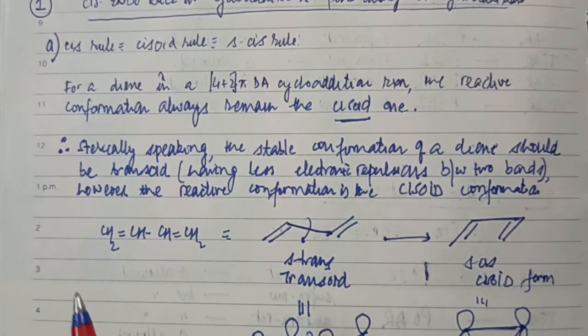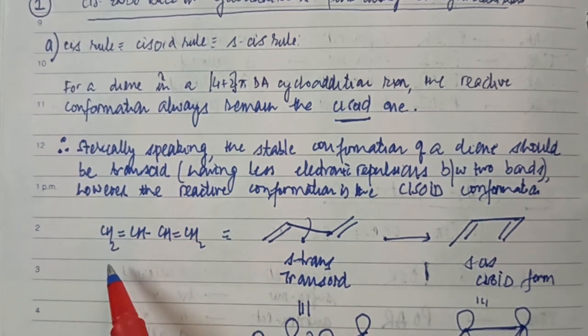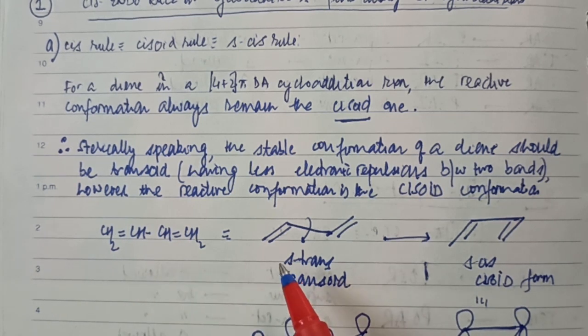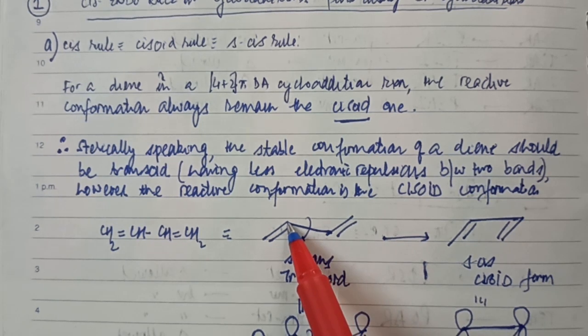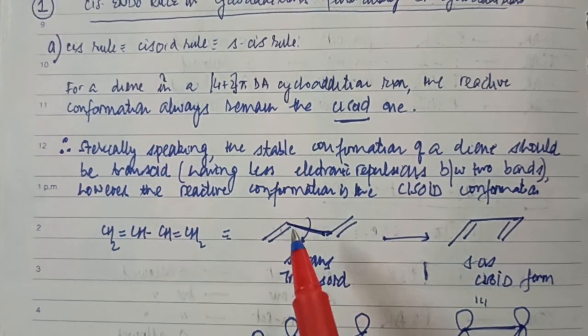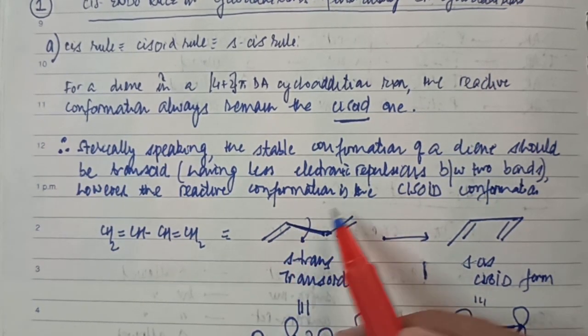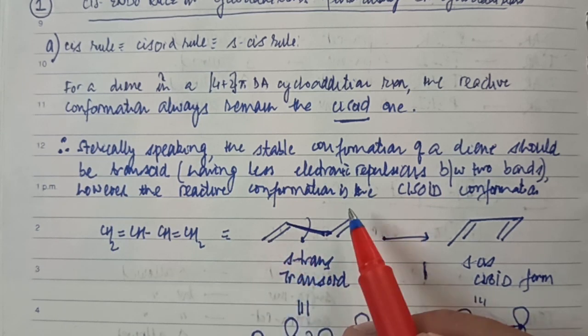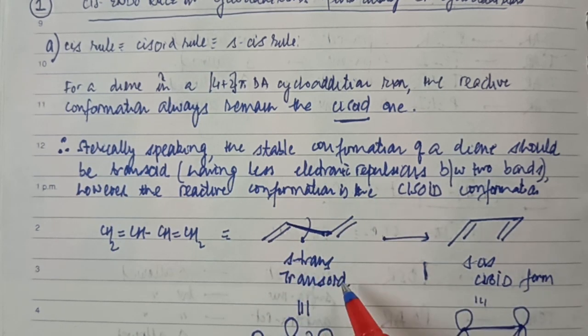But before that, let's say I write the diene or simple butadiene in this form. The transoid form can be written in this fashion, in which both the double bonds are trans across the single bond. This is the single bond, and both double bonds are trans with respect to it. That's why it is called transoid or s-trans form. And if you rotate this bond by 180 degrees, this double bond comes to this side. That means it becomes the cisoid form.